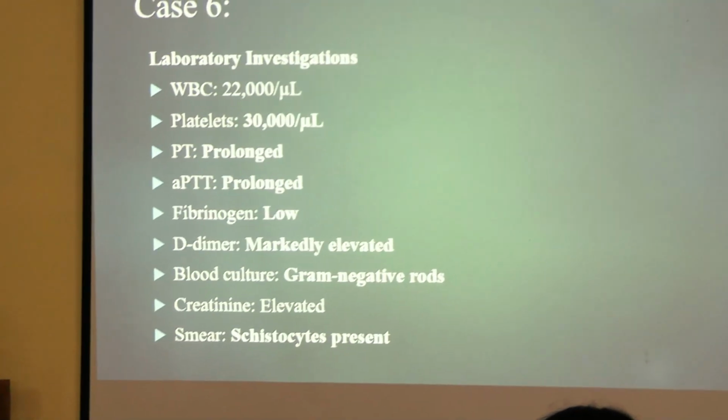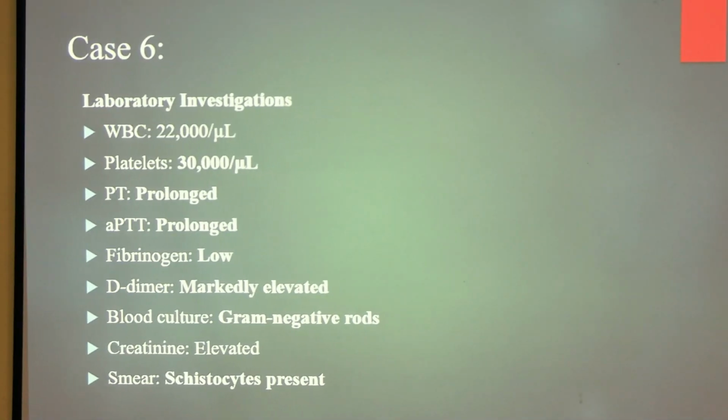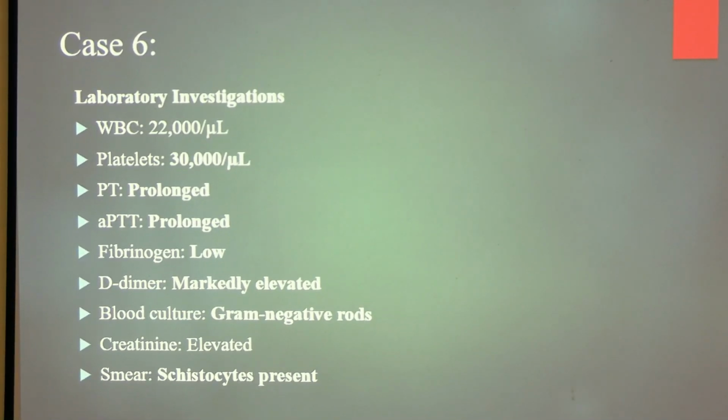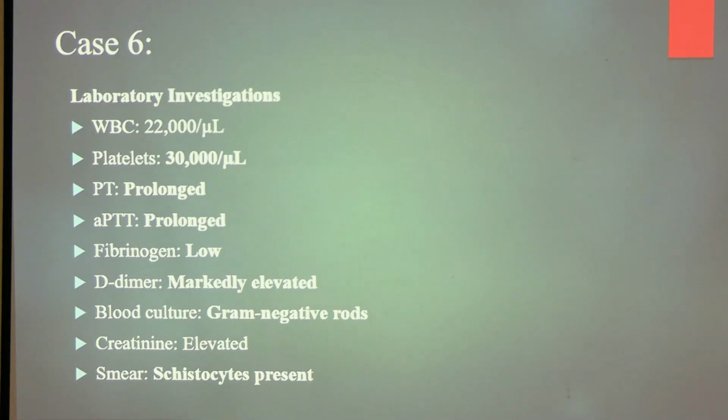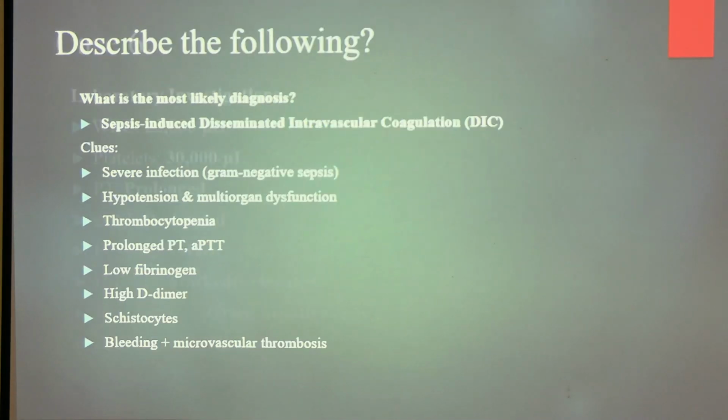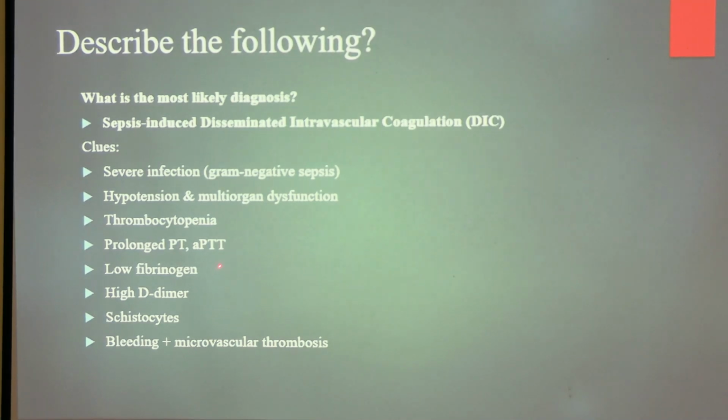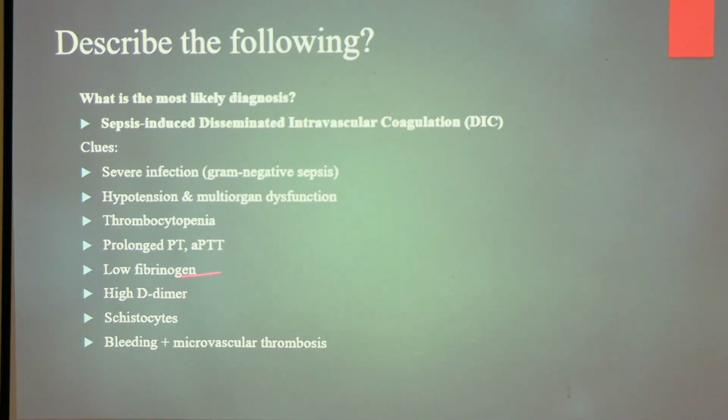So it is similar to the history of the last case. The only thing is it's a case of DIC which develops because of septicemia. So this is sepsis induced disseminated intravascular coagulation. These are the clues which will tell you this is a case of DIC: infection, hypotension, multi-organ dysfunction, thrombocytopenia, prolonged PT and aPTT, low fibrinogen, bleeding, and then microvascular thrombosis.